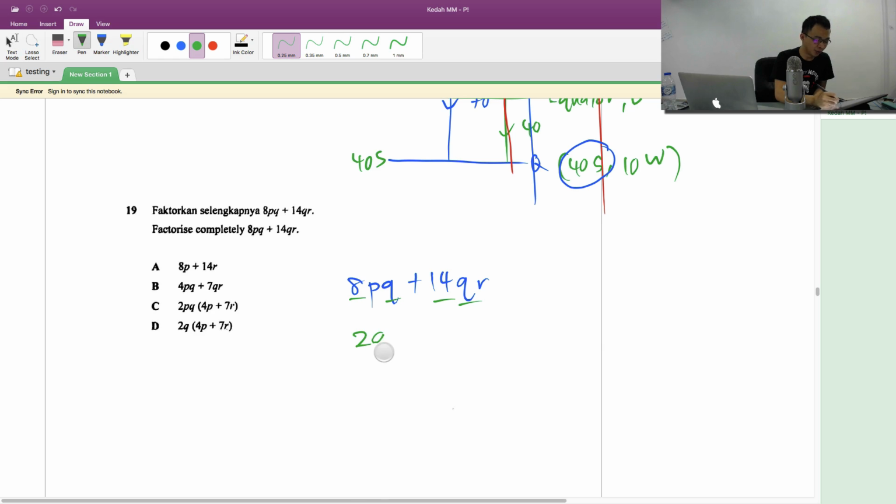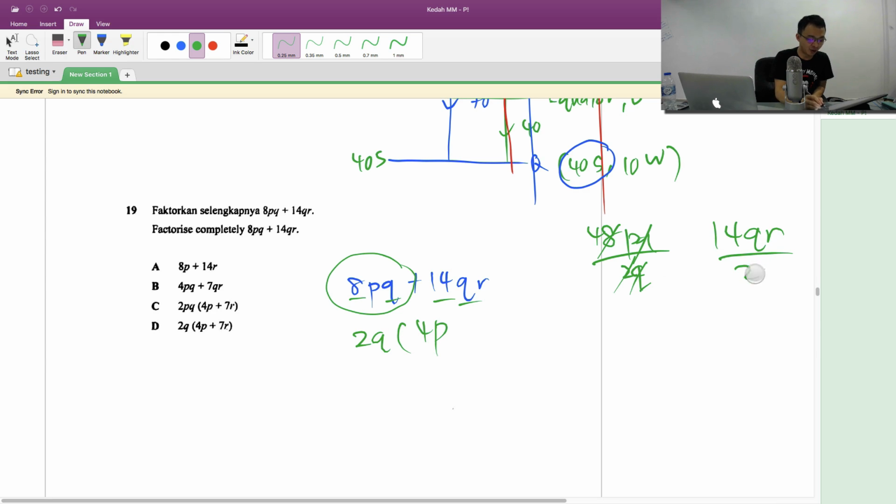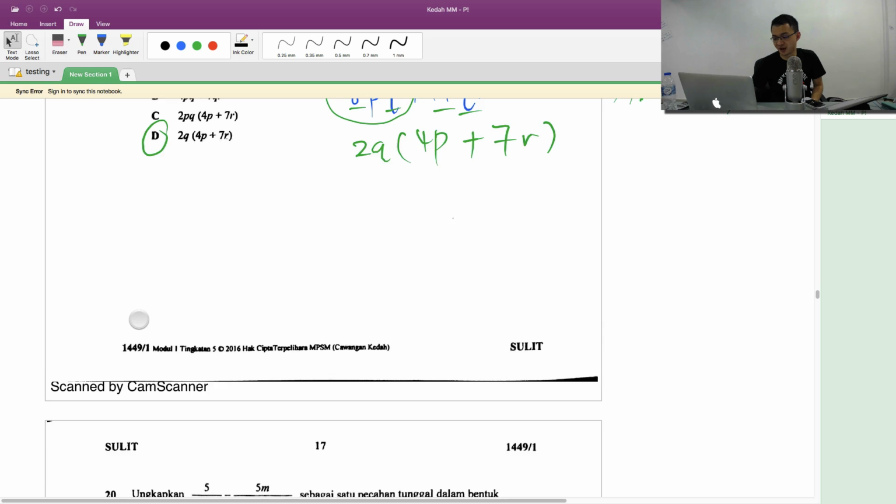So this is 2q. You just imagine, if I factorize out 2q, I divide 8pq by 2q. This is what we call factorizing 2q, right? Q and q simplify, 2 and 8 simplify, so I am left with 4p. If I have 14qr, I divide by 2q. Q and q simplify, 2 and 7 simplify, we are left with 7r. So I will plus 7r. I guess this is the answer, so it's done. Right, factorizing should be very easy.